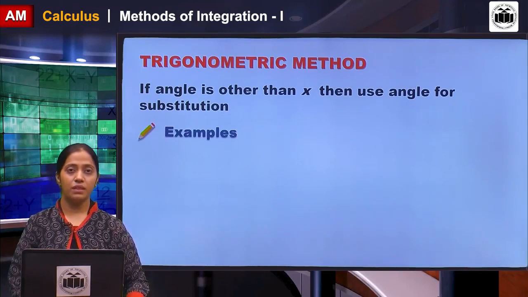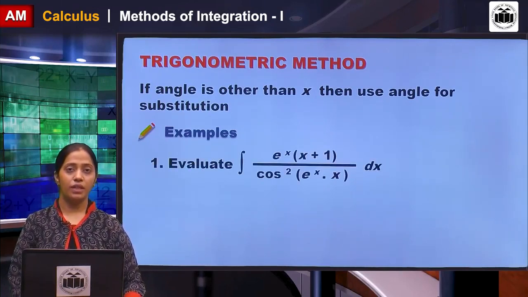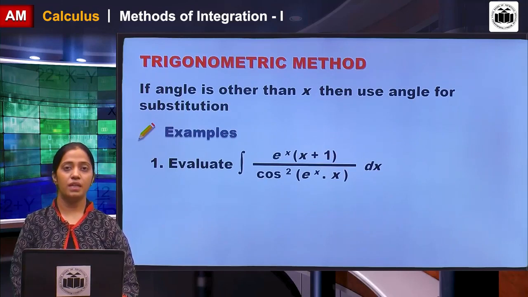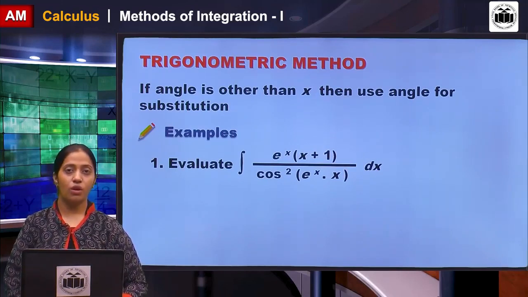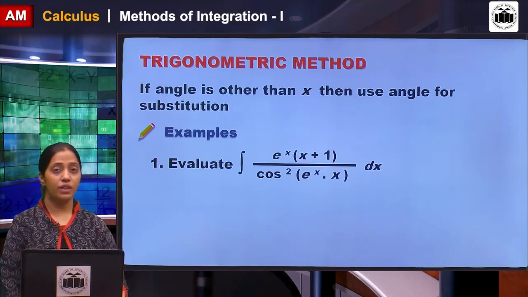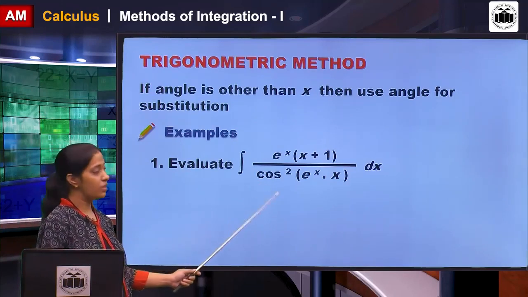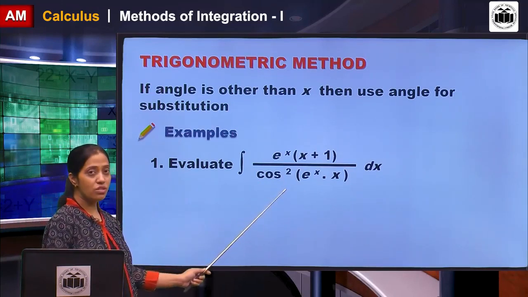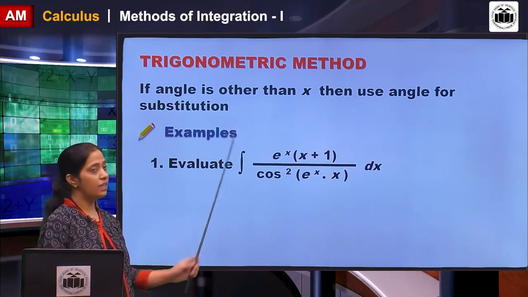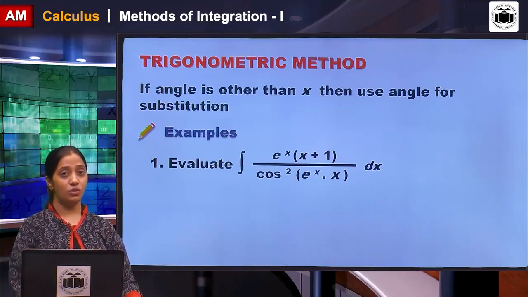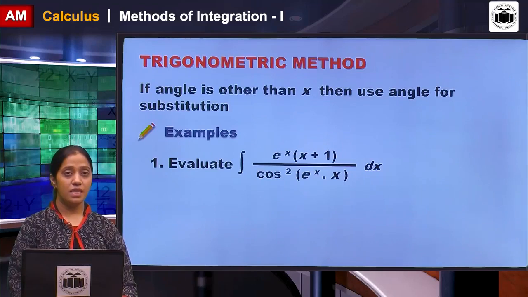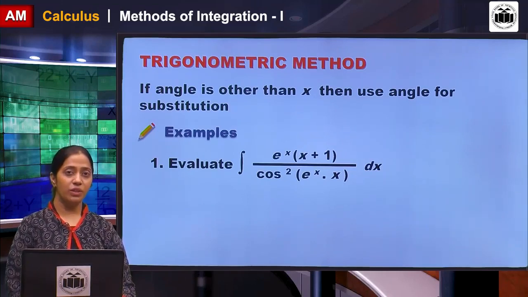For example, evaluate integration of e raised to x, x plus 1 upon cos square in the bracket e raised to x into x, dx. Now what trigonometric function is given here? It is cos square. So definitely this will be the angle for this cos. And what is given? If the angle is other than x, use that angle for substitution. So here we will use the angle e raised to x into x for substitution.